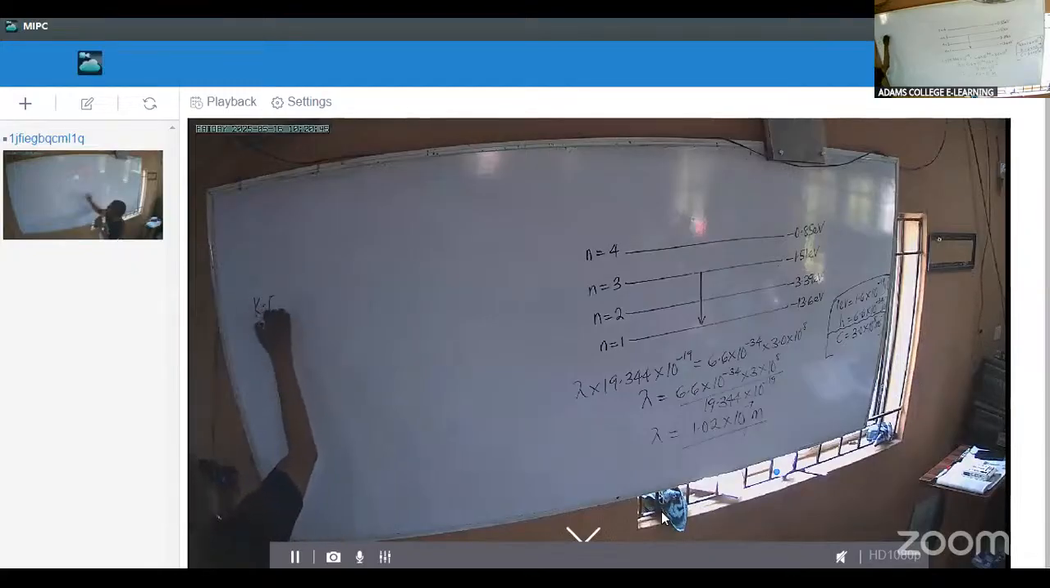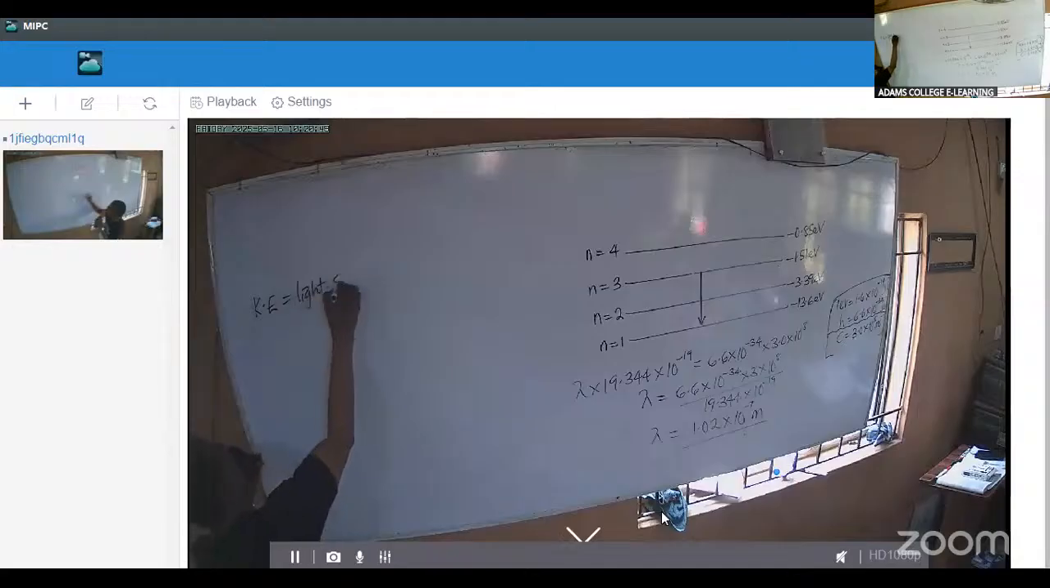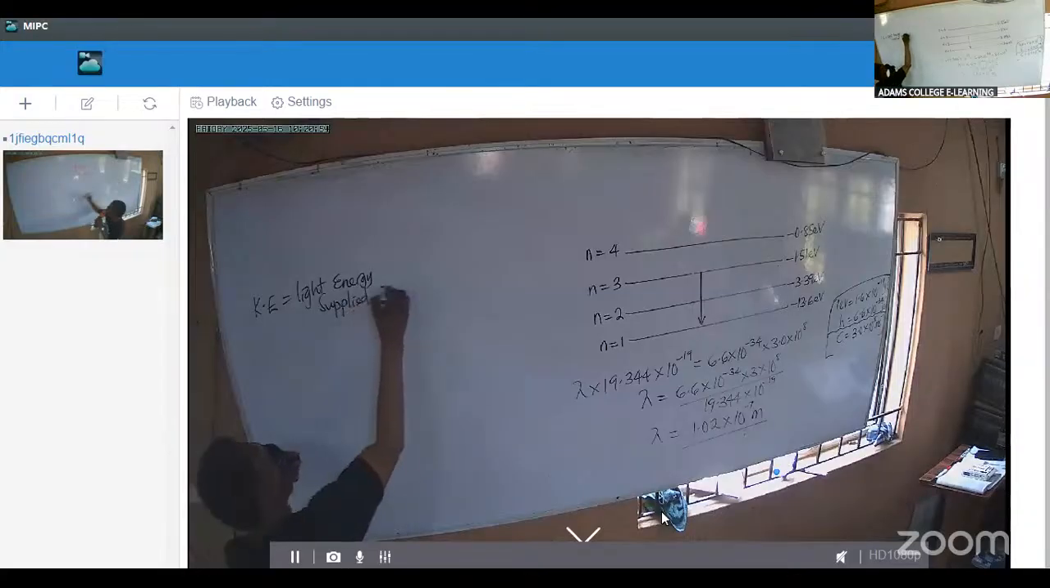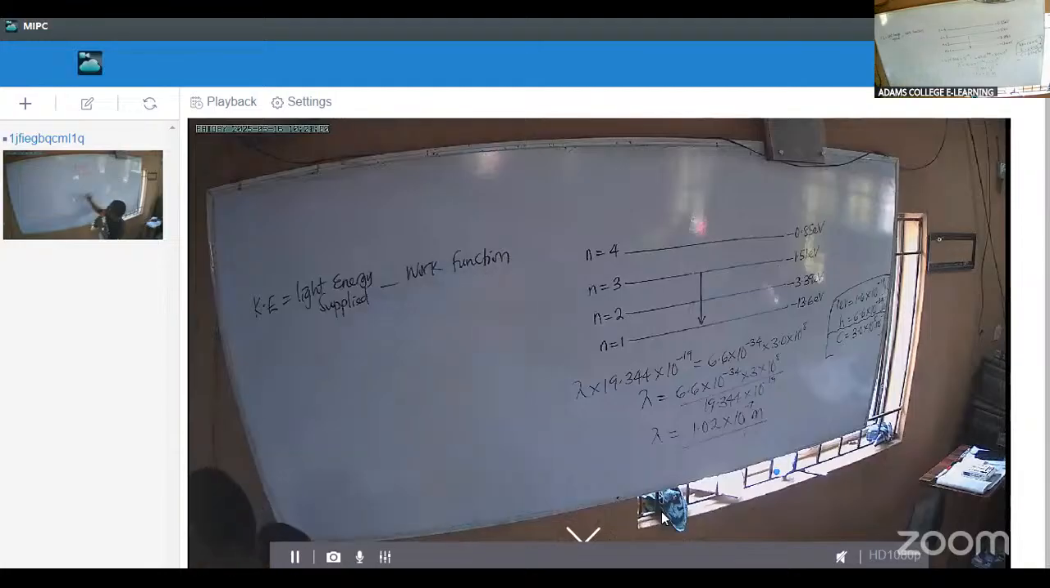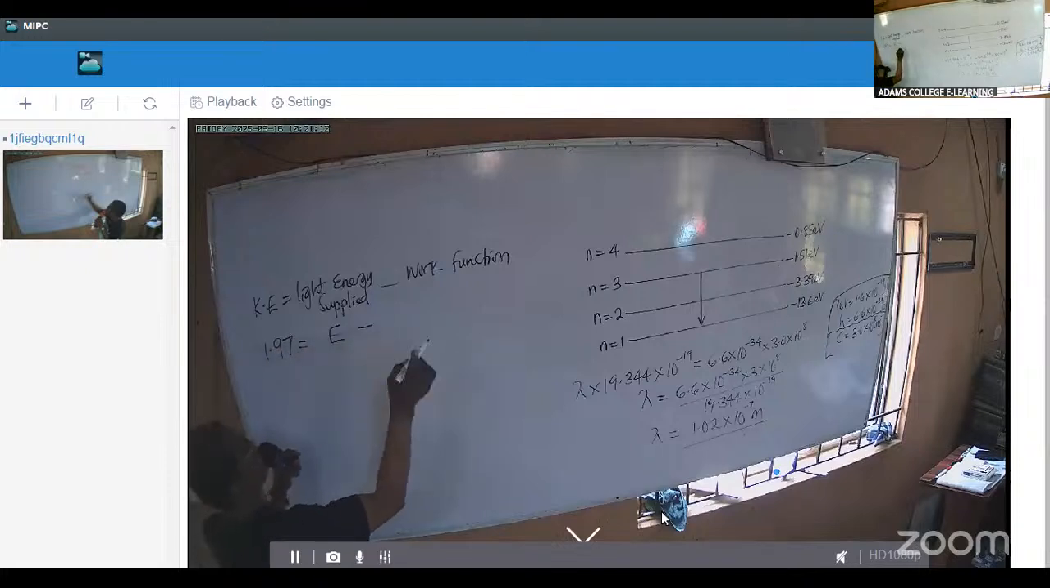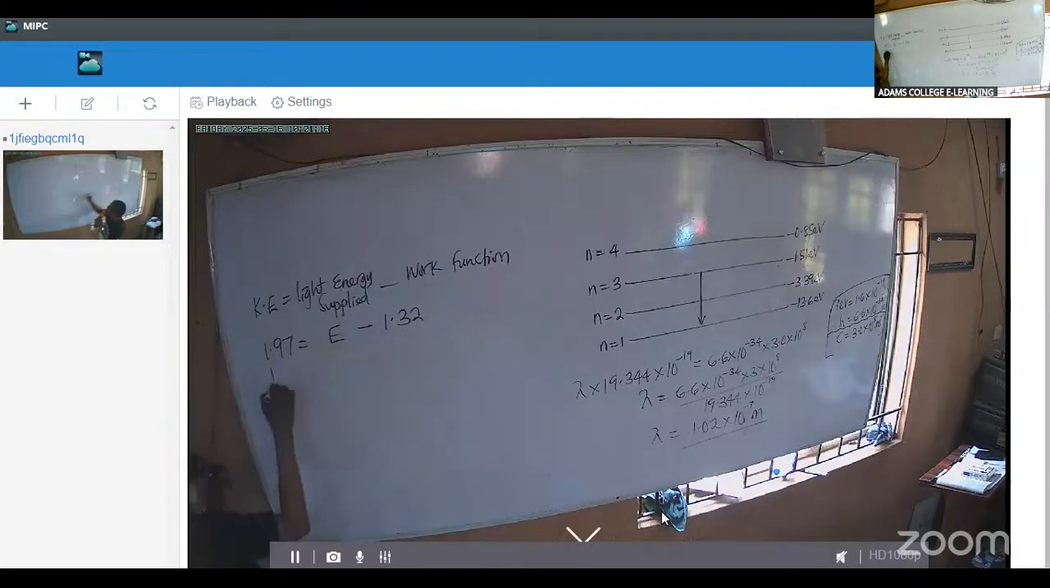So, okay, light energy supplied minus what function? That's KE. Light energy supplied minus what function? How much KE are we given? Check. 1 point. Then this is the light energy supplied. What's the work function? 1 point. So carry this one here, 1.97 plus 1.32 equals E. Our E, add up, what do you get?